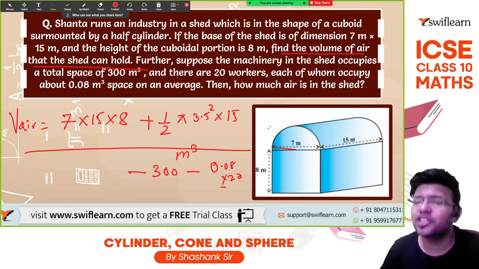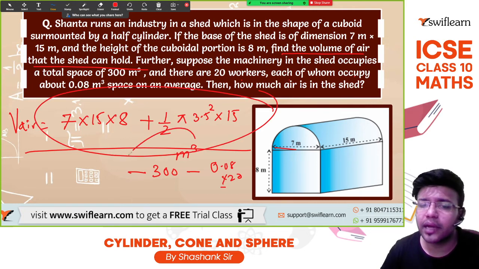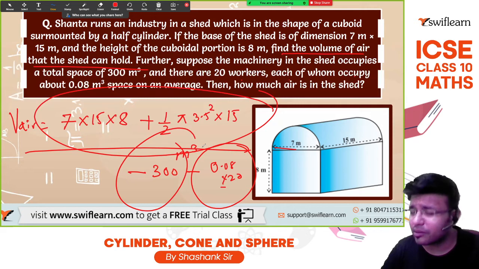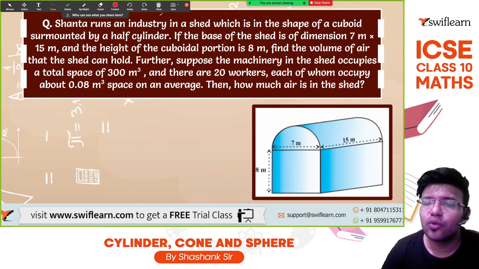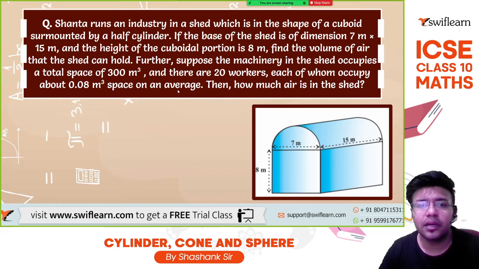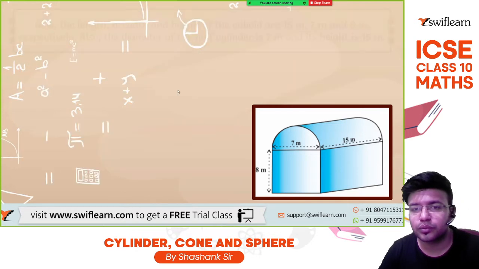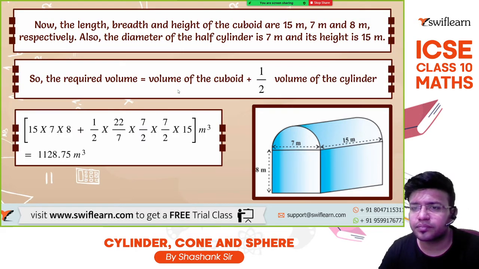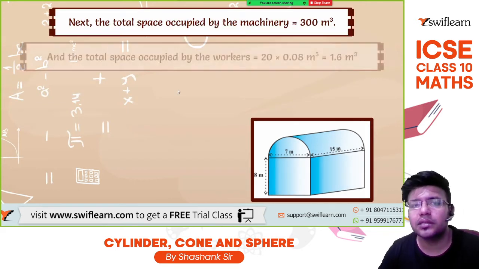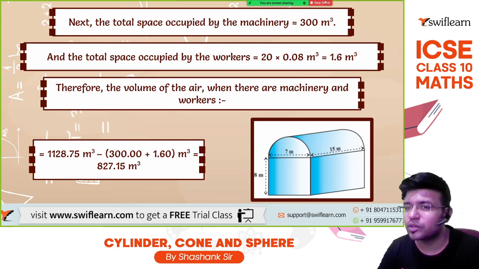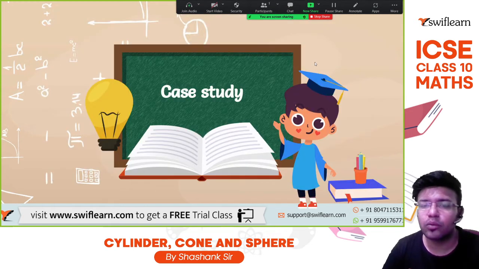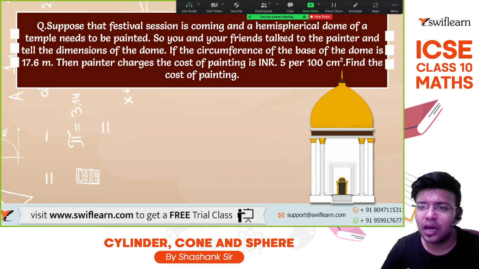Then how much is the shared area? This number minus this number minus this number. Calculate, it will take some time. Do the calculation, you will get the volume and the answer will be in meter cube. See, this is the volume of the factory minus 300 minus 1.6, which is the volume of the 20 workers. You do this, you get the answer.